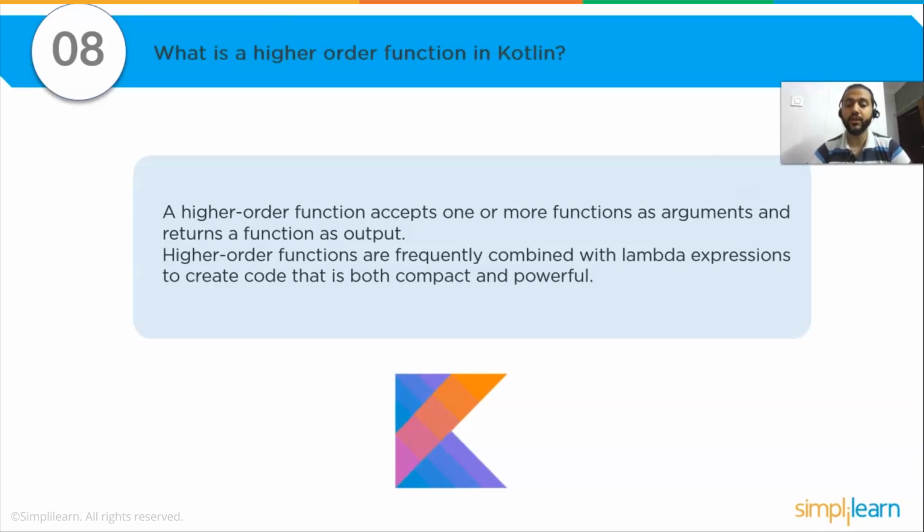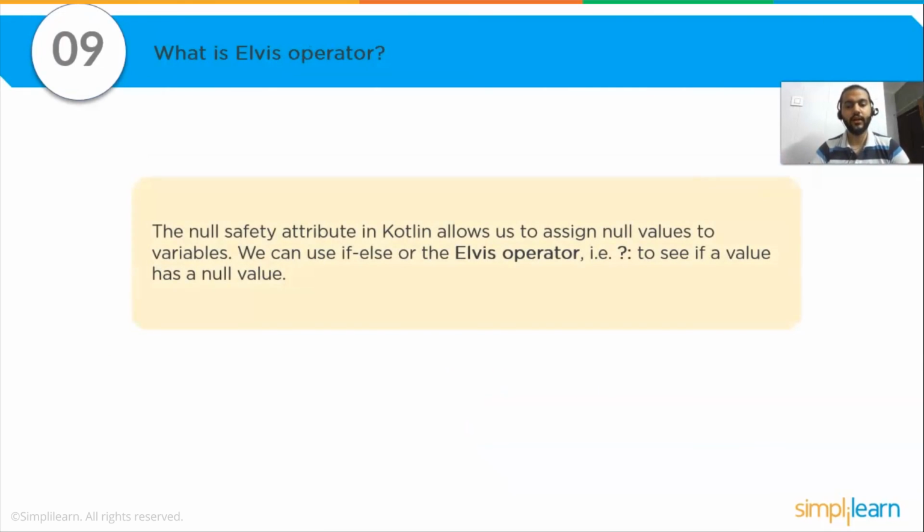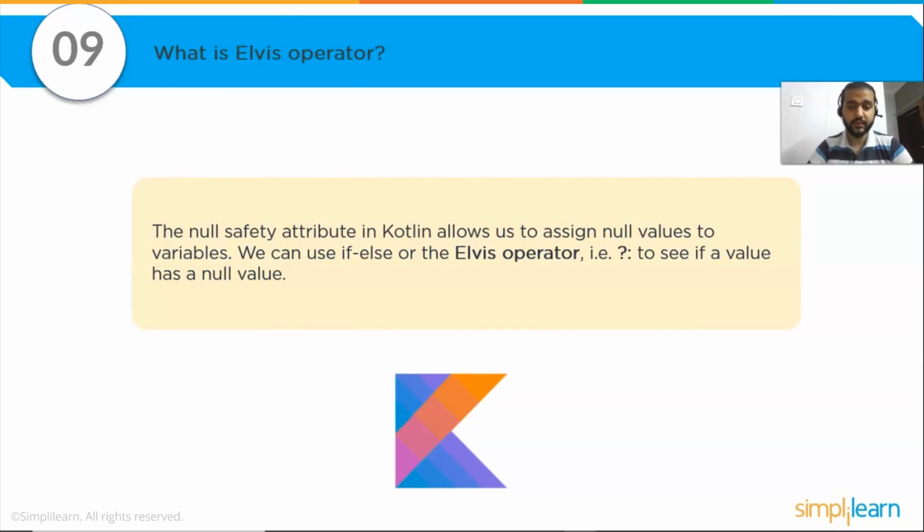Now, moving on to the ninth question, which is, what is Elvis operator? The null safety attribute in Kotlin allows us to assign null values to the variables. We can use if else or the Elvis operator to see if a value has a null value. Elvis operator returns the first operand, and if that operand is true, otherwise evaluates and returns the other operand.